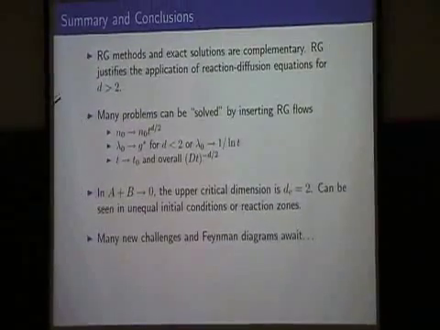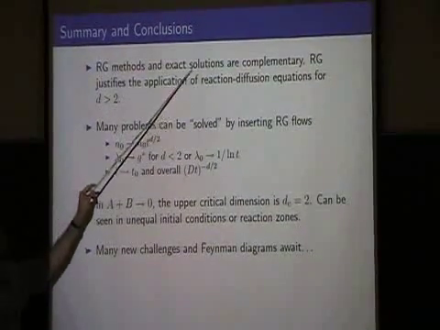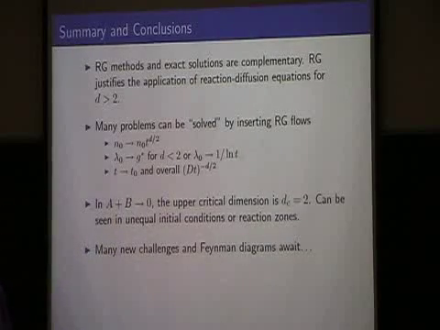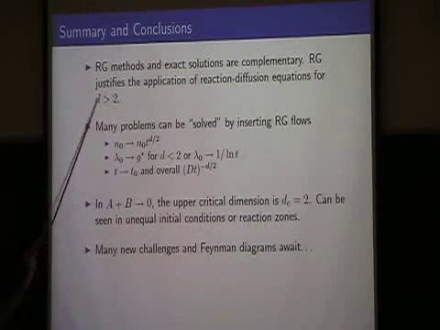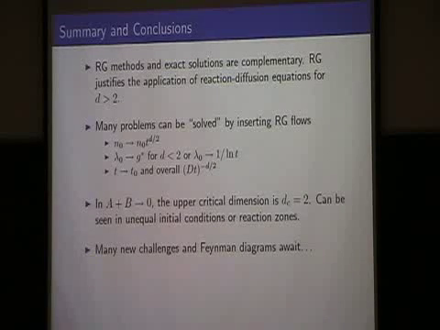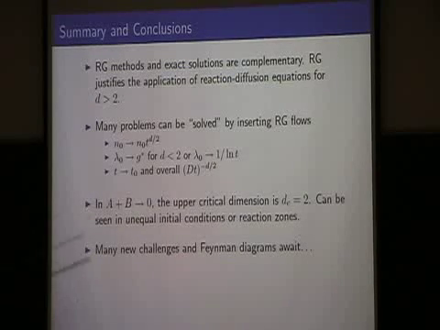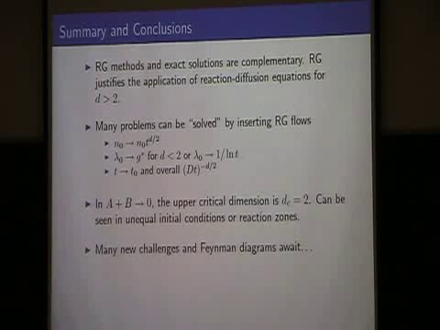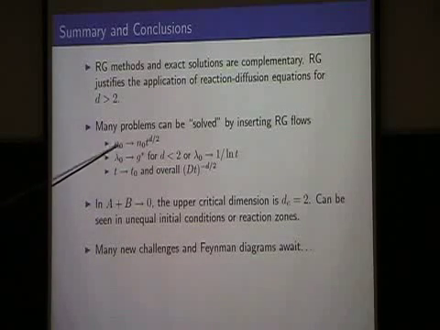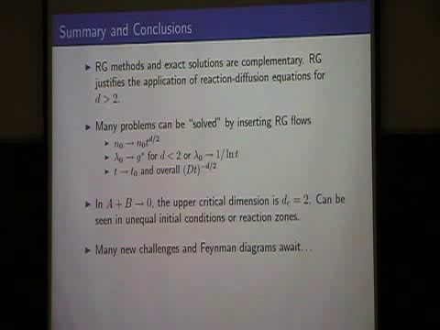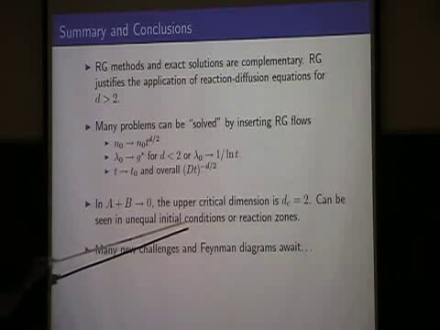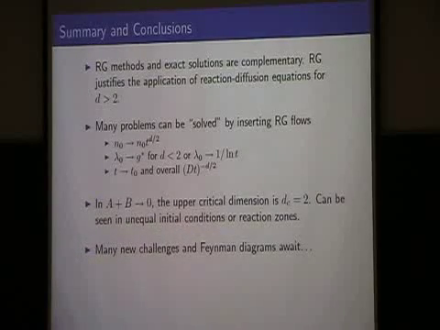First of all, RG methods and exact solutions are complementary. Sometimes we get exact numbers from these, and then we get statements about universality from the RG, and that RG justifies application for reaction diffusion equations for 2 dimensions. When you want to do some quick and dirty back-of-the-envelope solutions to problems, you can often get away with this technique. The critical dimension for the A plus B goes to 0 really is 2. It's just that at 4 dimensions, the reaction diffusion behavior changes.